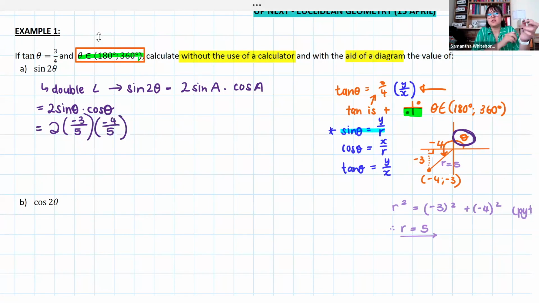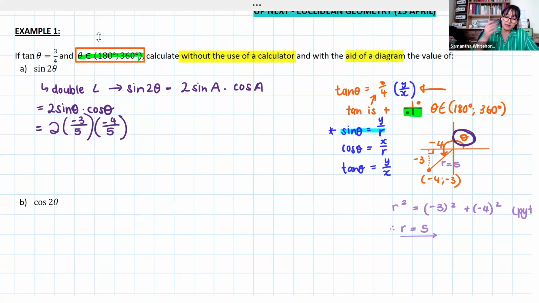Obviously, grade 12s, if you still want to work with opposite, hypotenuse, adjacent, that's absolutely fine. There's nothing wrong with that. You've drawn the right angle triangle, you're welcome to do that. But it is useful to get into the habit of x's, y's, and r's as well on the Cartesian plane. But it really is up to you.